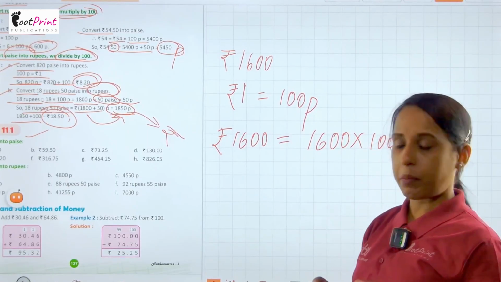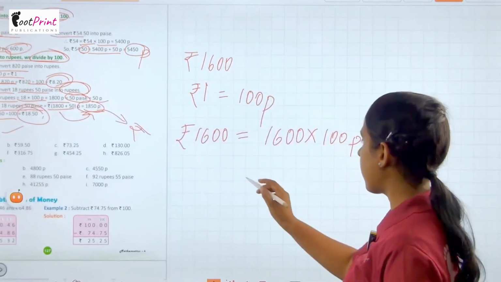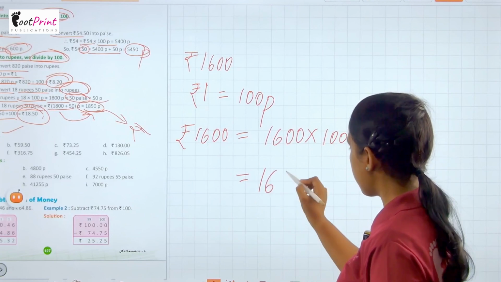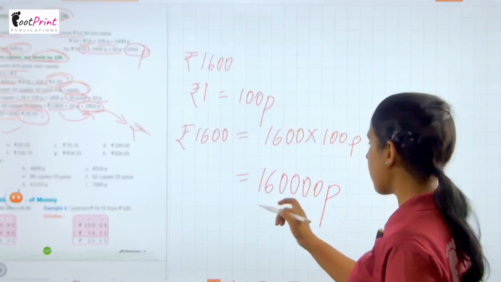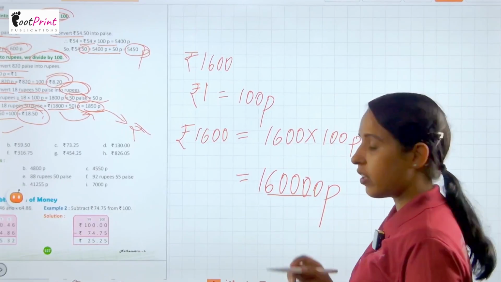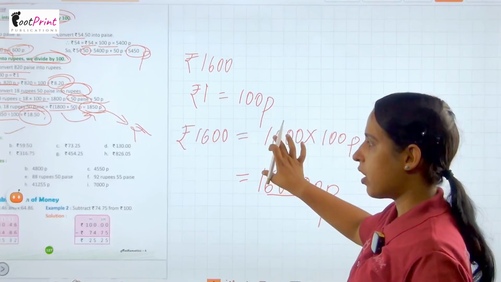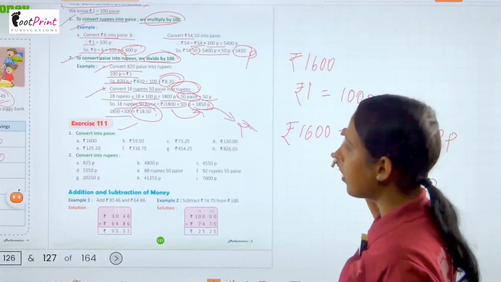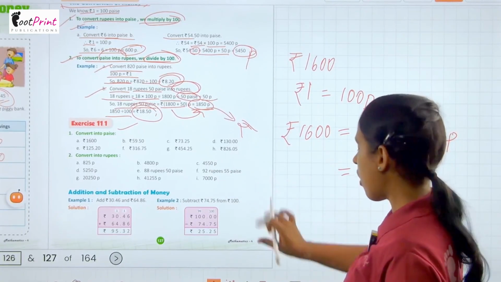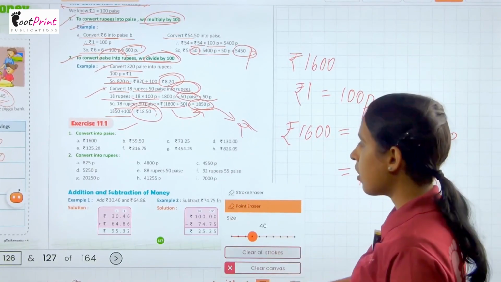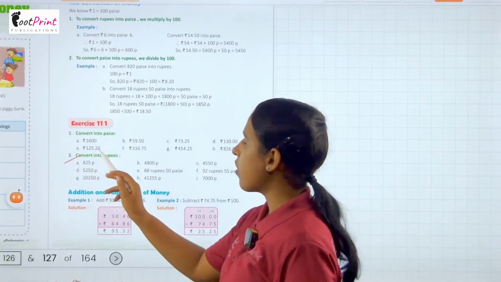When we multiply like this, we get here 1,60,000 paise. Okay, so in this manner you have to convert these rupees into paise. Now we have question number 2. In this convert into rupees.